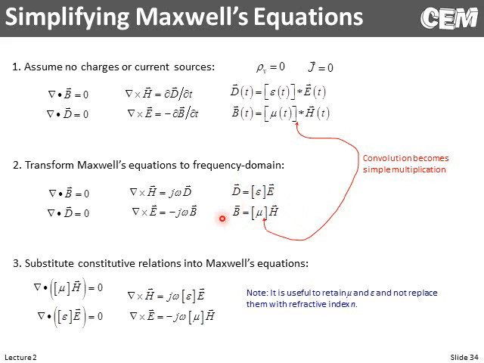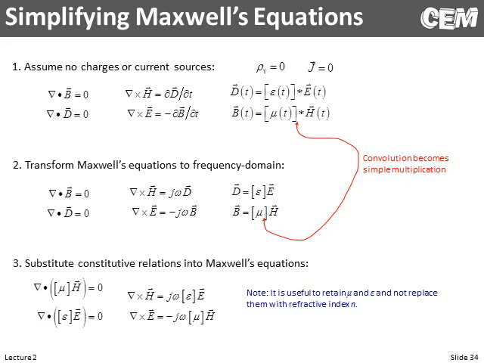But we still have 6 equations. We have Maxwell's equations and these constitutive relations. So the next very common thing to do is we'll take these constitutive relations and substitute them into Maxwell's equations to eliminate D and B. So we only have E and H left.